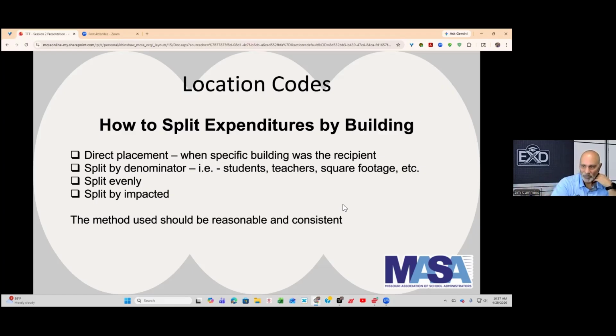Whatever method you use, it should be reasonable in how you arrived at that, and then it should be consistent. So if I'm going to do it this way this time, I should do it the same way next time.